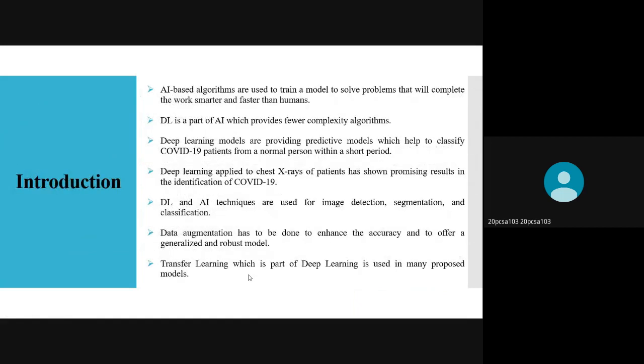Introduction. To complete the work smarter and faster than humans, AI-based algorithms are used. DL is the part of AI which provides predictive models which help to classify the COVID-19 patients from a normal person. To enhance the accuracy, data pre-processing techniques are done on the data sets. Transfer learning, which is the part of deep learning, is used by many models. Why? Because transfer learning uses pre-trained models which can be applied to related new problems, which reduces the work of the model as it does not need to start from scratch.